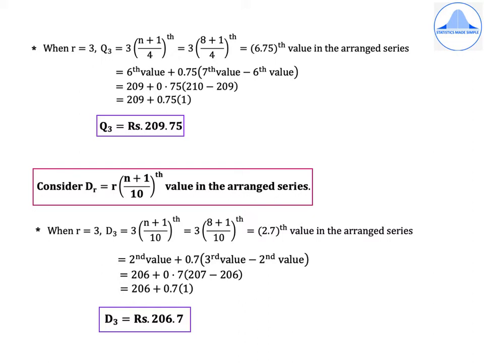Now let us write the rth decile formula for raw data. Consider Dr is equal to r into (n plus 1) by 10th value in the arranged series. When we put r equal to 3 in the above expression, we get D3 is equal to 3 into (n plus 1) by 10th, which is equal to 3 into (8 plus 1) by 10th, which is equal to 2.7th value in the arranged series. And this is written as second value plus 0.7 into (third value minus second value), which is equal to 206 plus 0.7 into (207 minus 206), which gives us 206 plus 0.7 into 1. Therefore, D3 is equal to rupees 206.7.